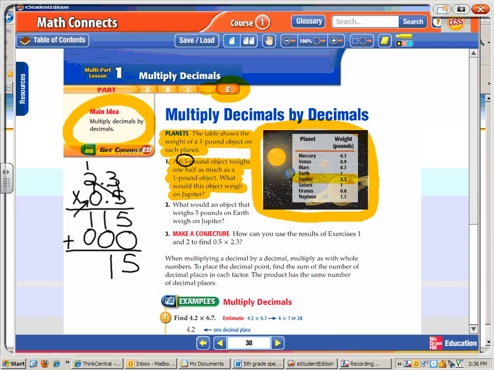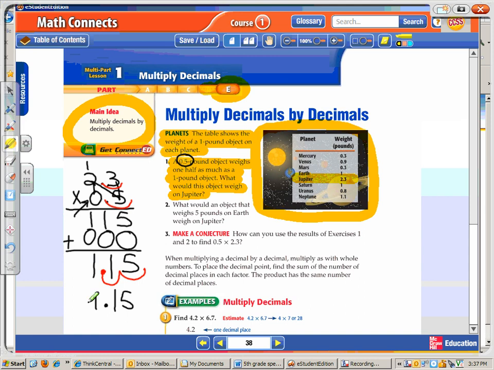5, 1, and 1. Now once we have finished our multiplication, we're going to look back up at our equation and see how many decimal places we have. We have 1 in 2 and 3/10, and we have 1 in 5/10. So add those two together, we have 2 place values. So starting from your right, you're going to move over 2 decimal places, and now we'll have our new product of 1 and 15/100ths. Okay. So looking at that, we get down to 1 and 15/100ths.